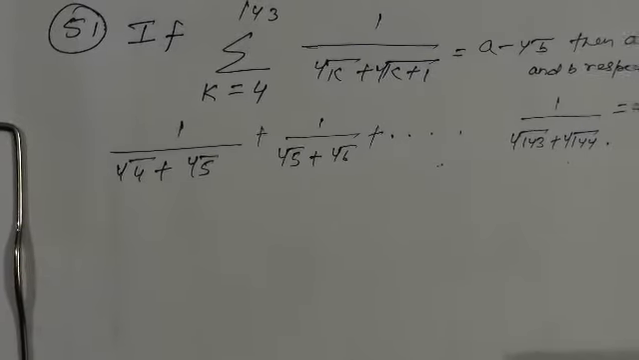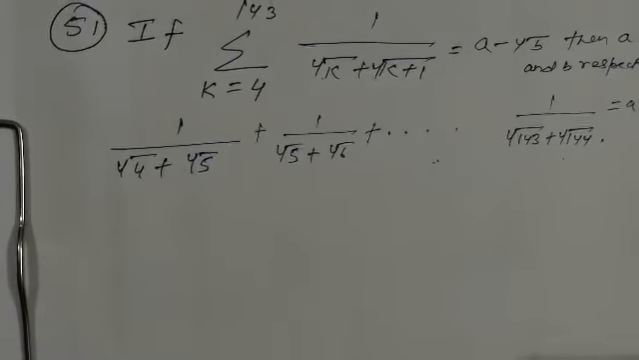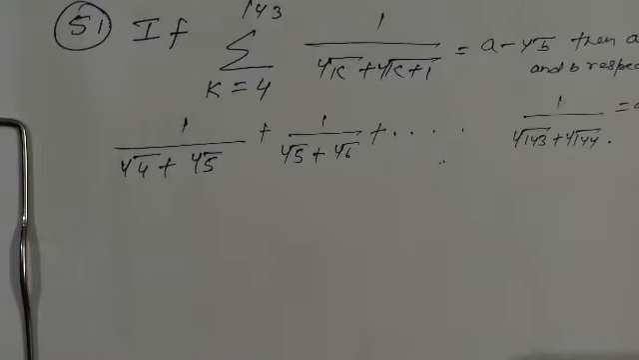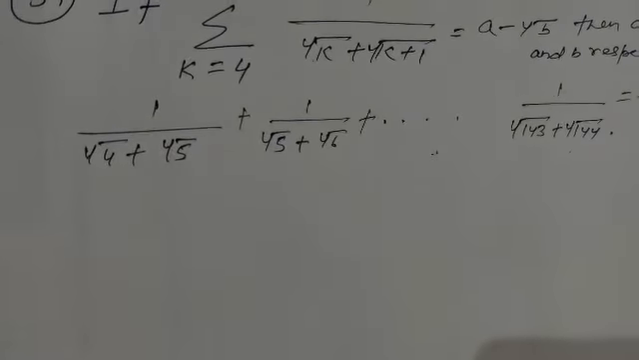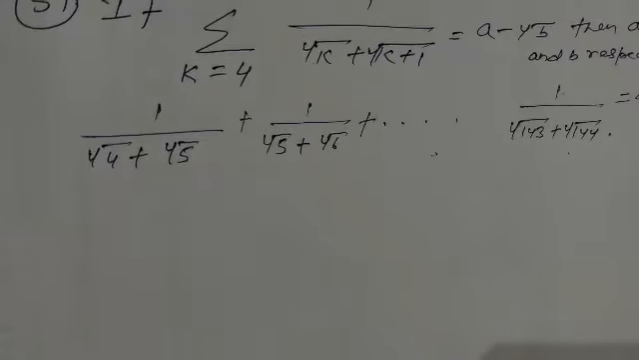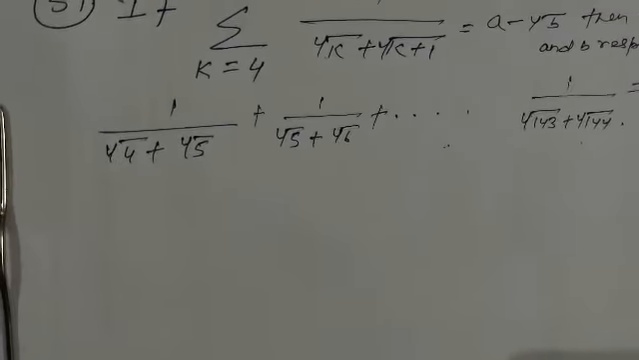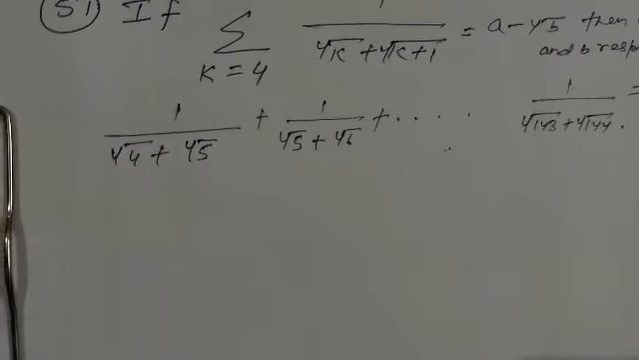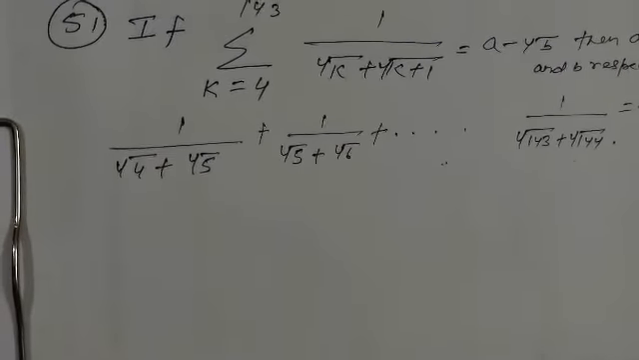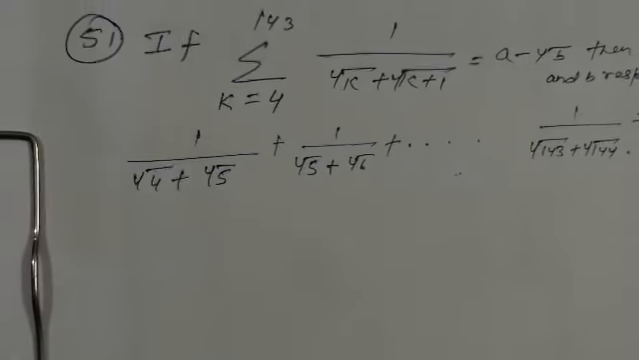I have put the value k equals 4 and k plus 1 equals 5, so 1 upon root 4 plus root 5, plus 1 upon root 5 plus root 6, and it keeps on going till the last term, 1 upon root 143 plus root 144. First of all, I want you to make one thing clear in your mind: the root should not be in the denominator. For that you have to rationalize it.